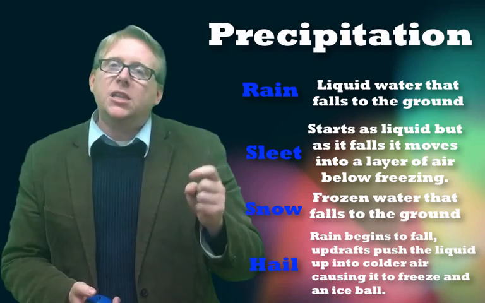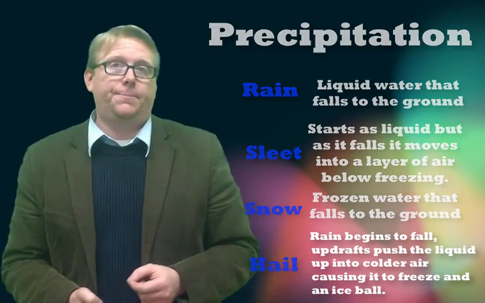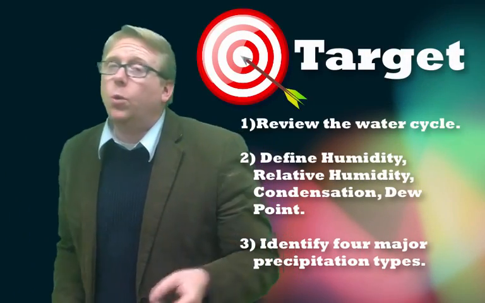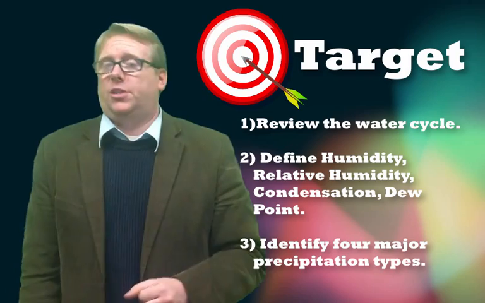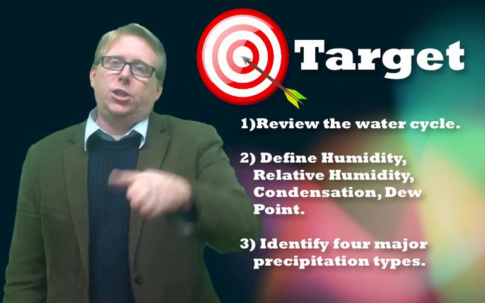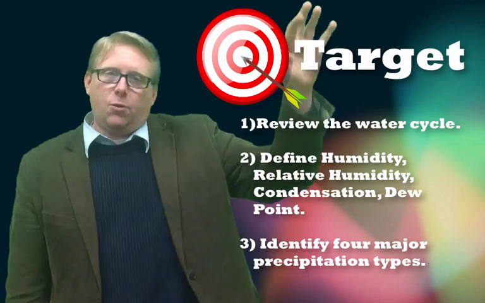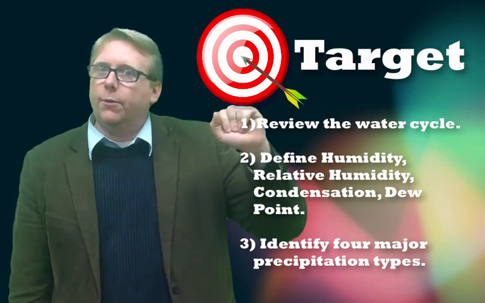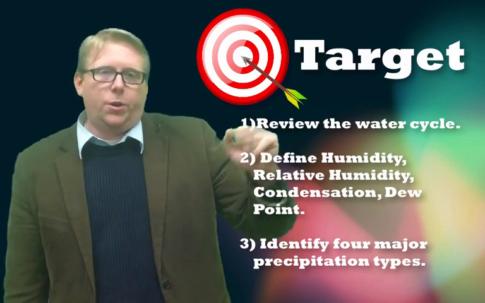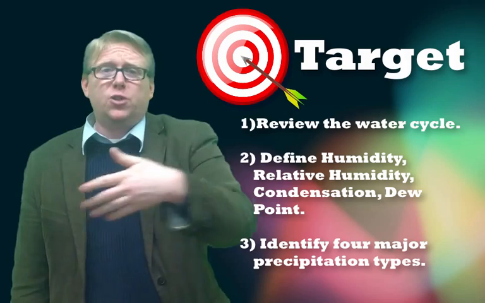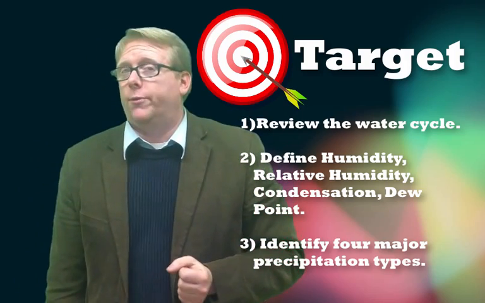We have rain, sleet, snow, and hail. Now in this video we did three things. We reviewed the water cycle, and we saw that evaporation leads to condensation in the atmosphere, moves over to precipitation and rains down or snows or whatever the form. It then can go into the ground in infiltration or then surface runoff, which carries it over into a river.